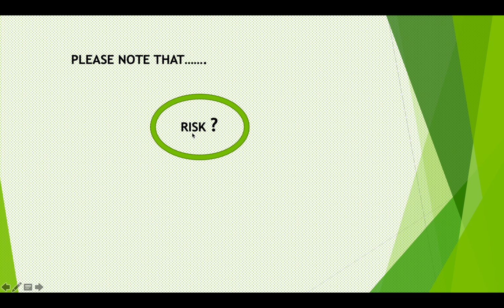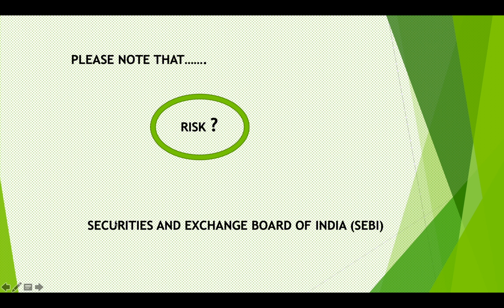Next, please note that investment in mutual funds is not without risk, and every single investor will bear their share of loss, if any loss is incurred by the mutual fund schemes. As you know, there are risks in every business also, and the government also takes measures to protect the wealth of the public through the Securities and Exchange Board of India, which is known as SEBI.